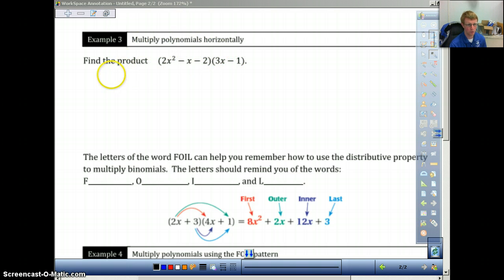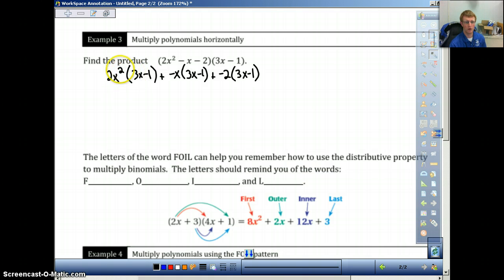So this is how you would write this out. It would be 2x squared as your first term times 3x minus 1, plus a negative x times 3x minus 1. Notice now we're taking this negative x and multiplying it by the entire thing, plus a negative 2 times 3x minus 1. And then we just distribute through each one of these and then simplify at the end.